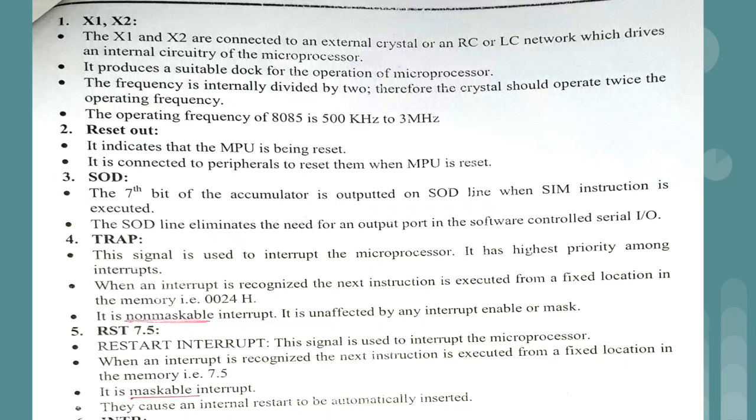So basically, if we consider the operating frequency of the 8085 microprocessor, it is 500 kilohertz to 3 megahertz. Because of the frequency only, it will execute the operations or instructions in a proper manner, at a proper speed. So these are the first 2 pins of the 8085 microprocessor, that is X1 and X2. Then after X1 and X2, as we have seen in the previous diagram, we have the reset out pin.